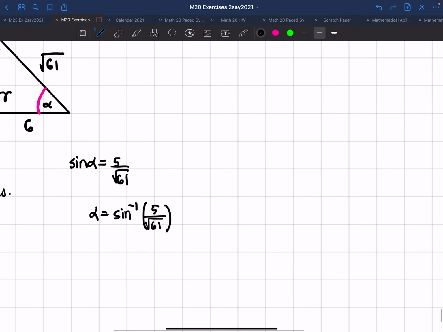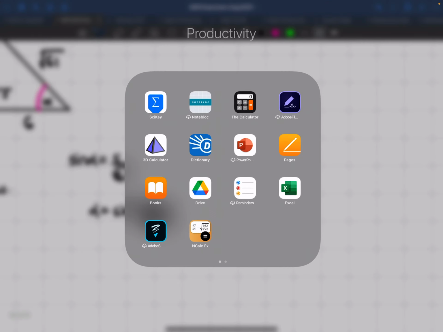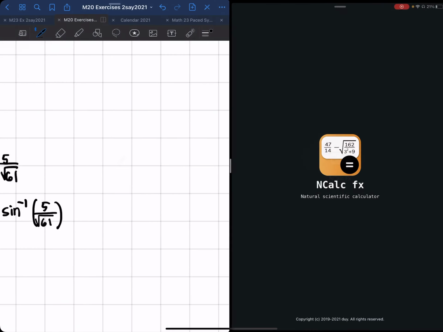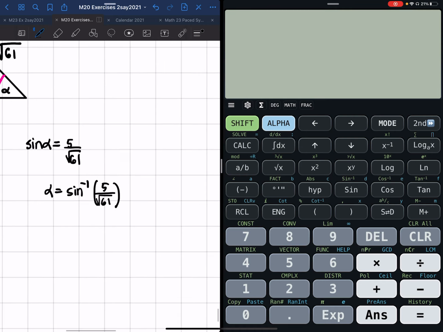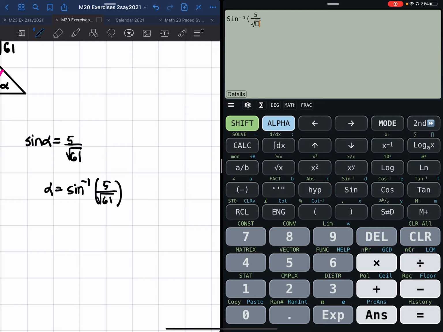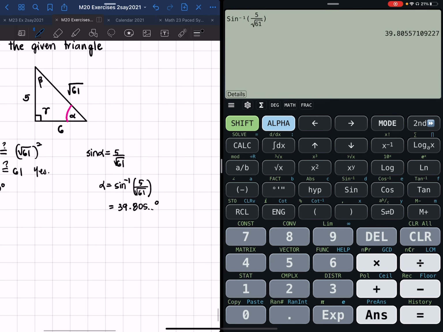And of course, hindi natin makukompute yan ng mano-mano, no? So, kailangan natin ng calculator dyan. So, make sure na naka-degree ang calculator. So, we have sine inverse 5 over square root of 61. Ang lalabas, 39.805 something degrees.